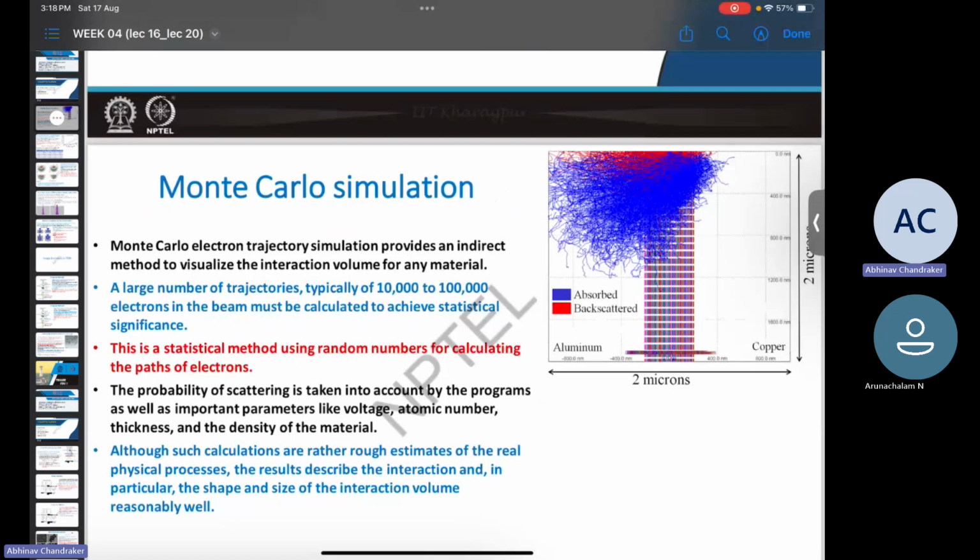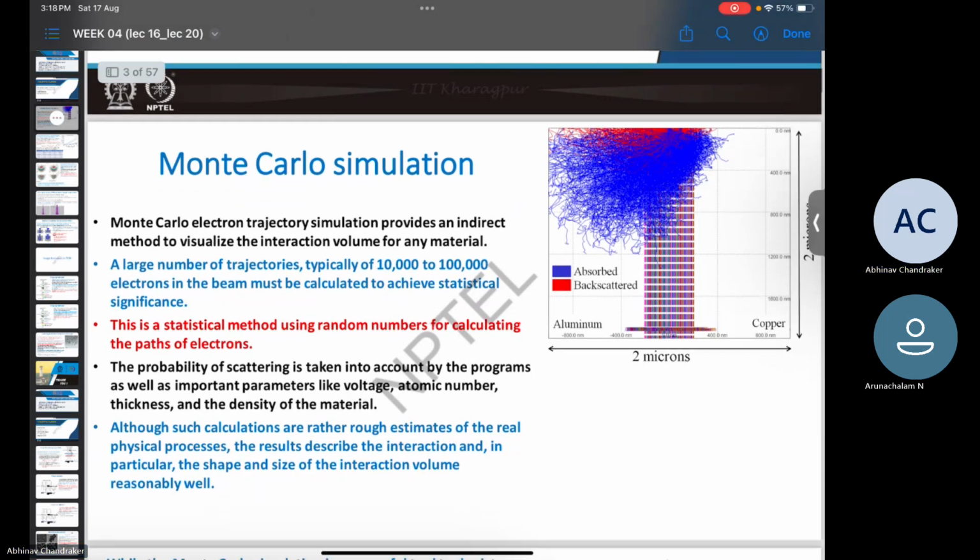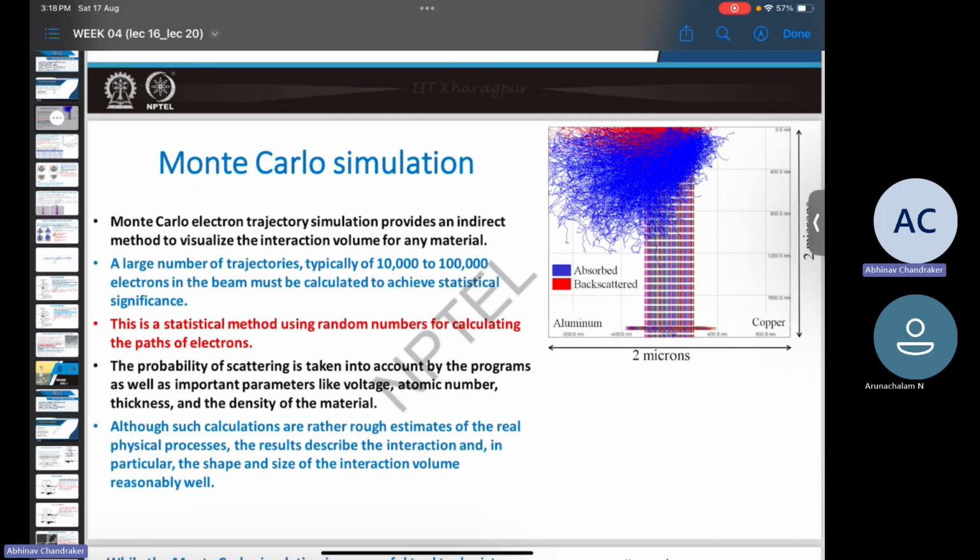In the first lecture, Monte Carlo simulation was covered. This was also covered in last week's content, where it was shown what are some ways in which you can understand how the electron beam interacts with your material. So there are some statistical techniques to do it, but there is also this technique called Monte Carlo, which is more popular and useful.